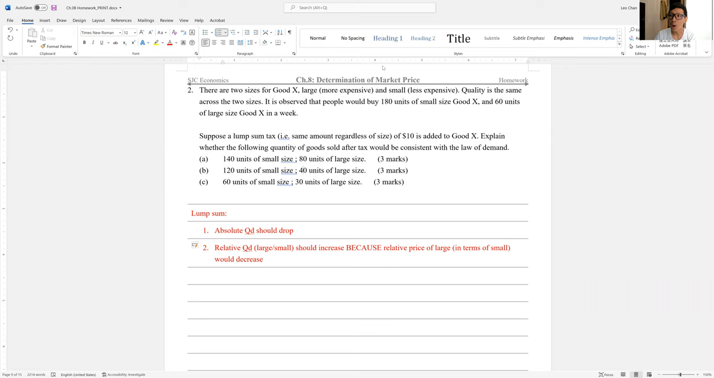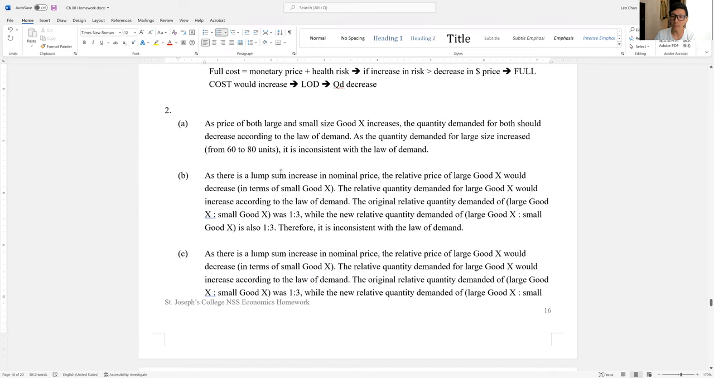Okay, now second, you will see, 好啦, next one, 120, 40, 好啦, this time both decreased. What about the relative quantity? 3 to 1, 3 to 1, 好嗎? 3比1. So you see, this is also inconsistent. As there is a lump sum increase, relative price would drop, okay? 好吗? The relative quantity should increase, but you see that the original 1 to 3 now is also 1 to 3. So this is inconsistent. 没变过啊, 它的 relative quantity 应该要变的, okay? According to the law of demand.